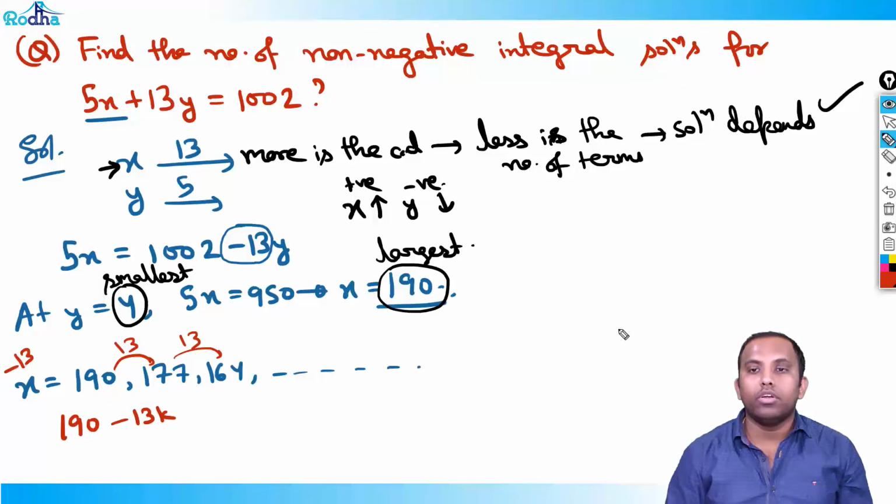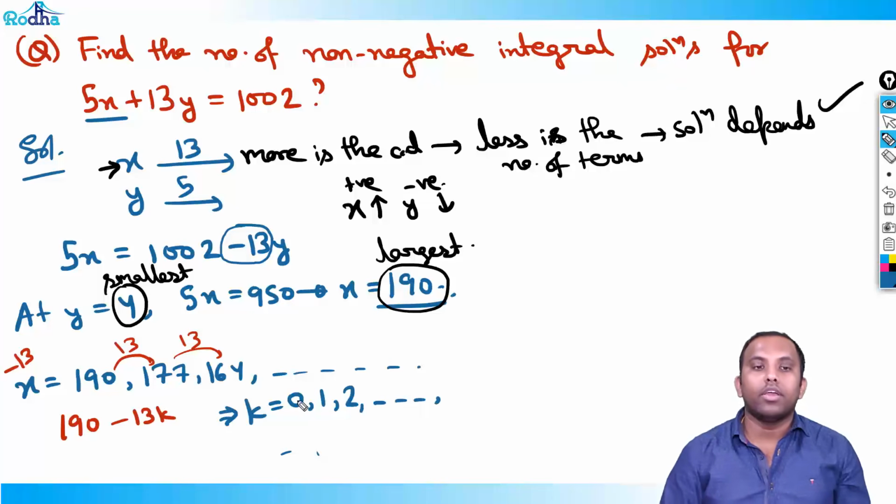This series is satisfied for k equal to 0, which gives me 190, then k equal to 1, and so on. Till what value of k? Simply observe the multiple of 13 near 190. 13 into 14 is 182, so it will go 14 times. That means k equal to 14 is the last value. So k goes from 0 to 14.